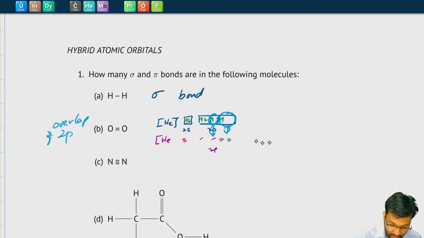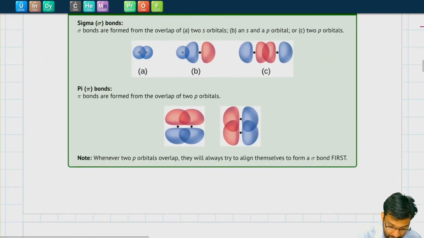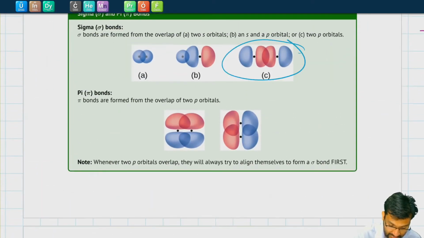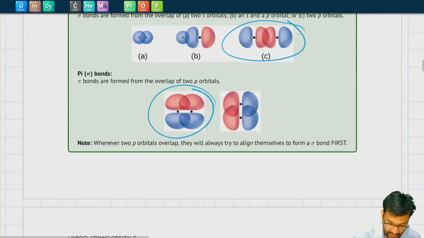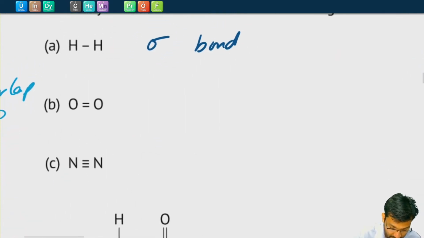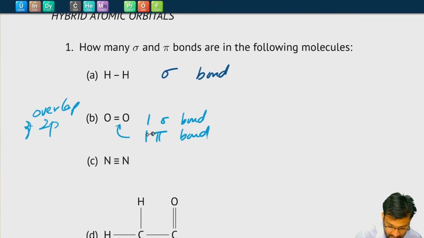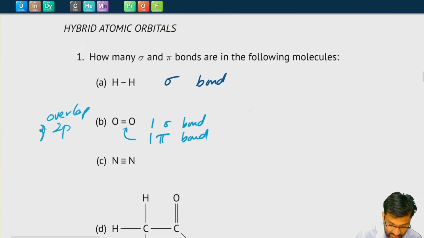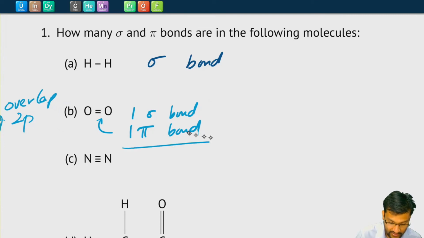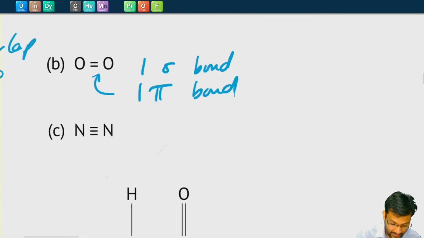And because it's overlap of 2p electrons, the first time they overlap, they're going to form a sigma bond, and then the second time they overlap, they're going to form a pi bond. So it's going to be one sigma bond and one pi bond that's formed. So we see two bonds. The first one is always going to be a sigma bond. The second one is going to be a pi bond. And this is true always.